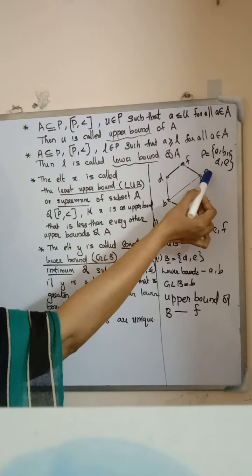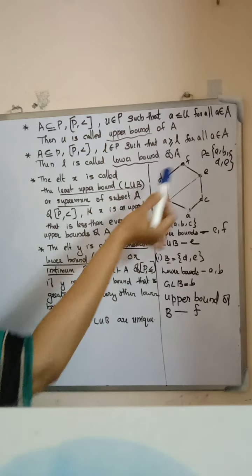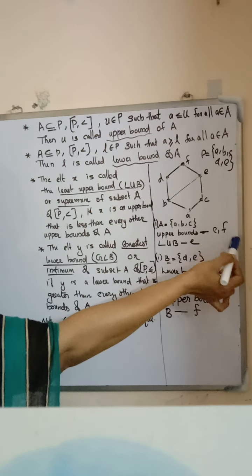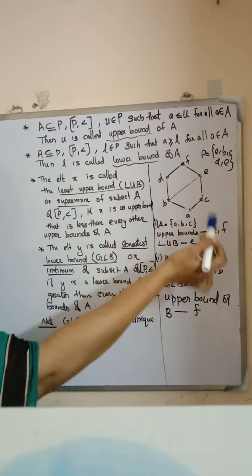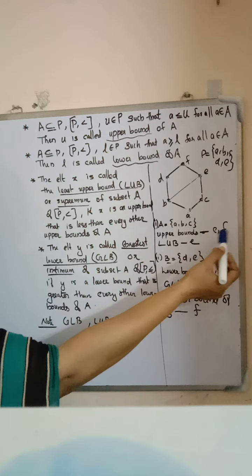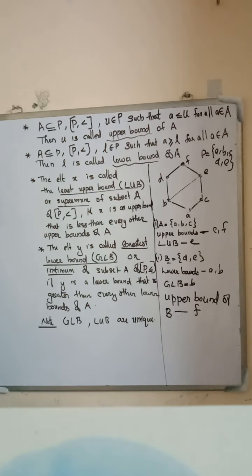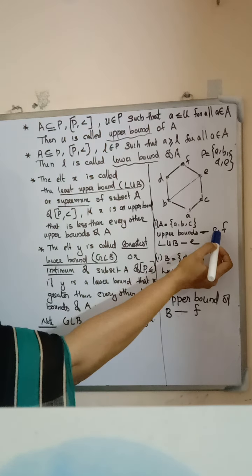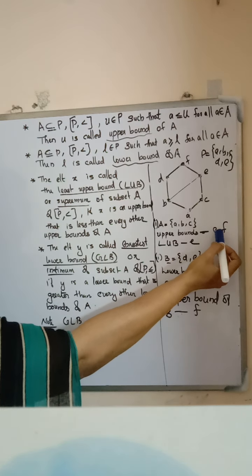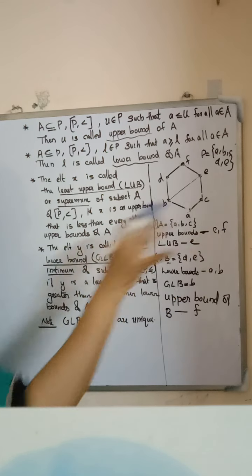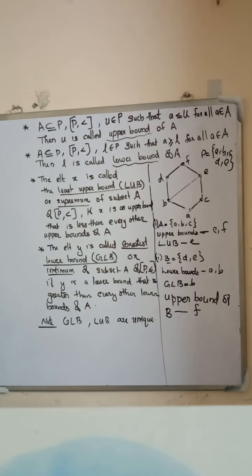Which one is the least upper bound? Clearly from the Hasse diagram, E is the least one because E is less than F. Here two upper bounds E and F, E is less than F. If in a problem we have E, F, G, H as upper bounds, and E is less than F, E is less than G, E is less than H, then E is the least upper bound. Okay, or it is the supremum.